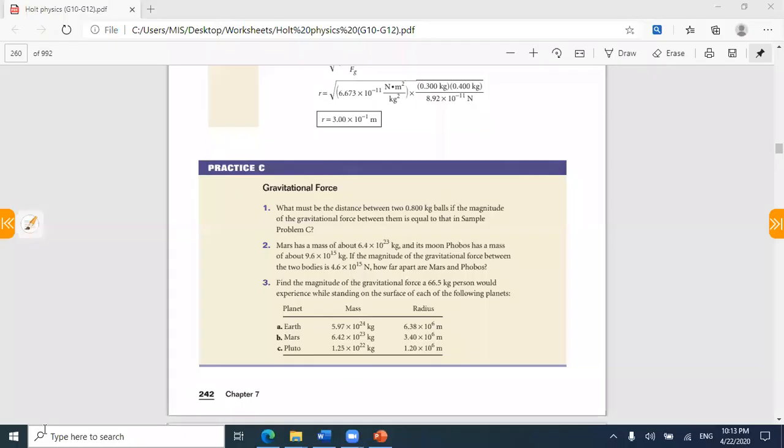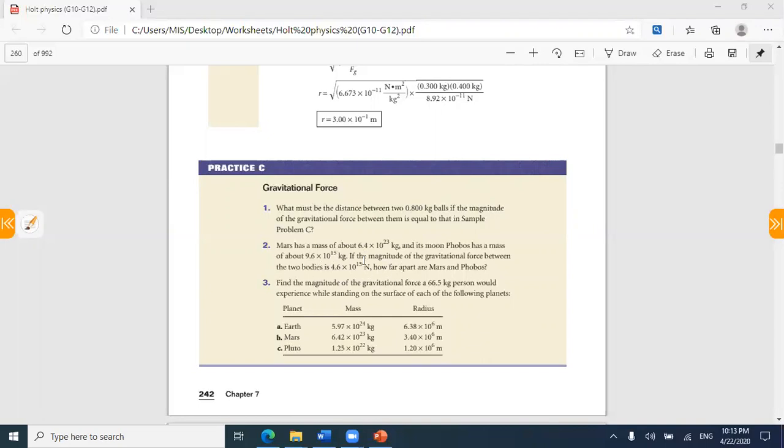Let's come to question 2. Mars has a mass of about, m1 is the mass of Mars, 6.4 times 10 to the 23 kilograms. There is a moon called Phobos orbiting Mars. It is 9.6 times 10 to the 15 kilograms, so m2. Again, the magnitude of the gravitational force between the two bodies is 4.6 times 10 to the 15 Newton. You see now, the force is remarkable. It is a very big force. Why? Because it is between a planet and its moon. How far apart are they?